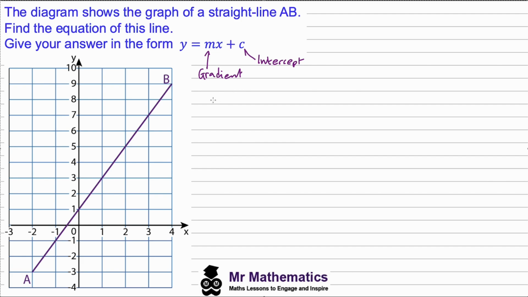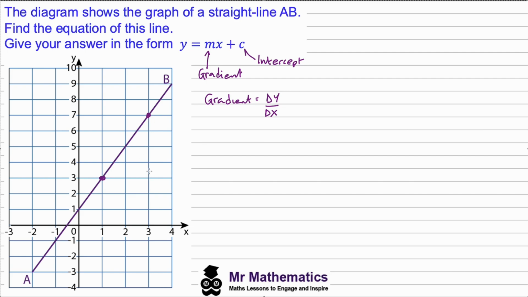So I showed you in a previous video that the gradient of a line is found by the change in y between 2 points divided by the change in x. I'll leave a link to that video below. So to find the gradient, we need to pick 2 points. We'll pick this point here and this point here.